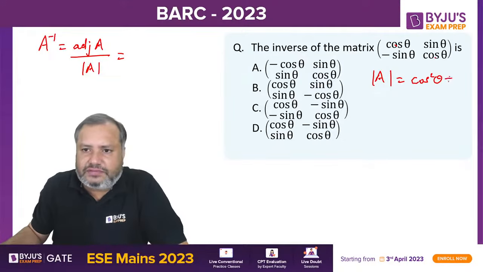What is adjoint? Just interchange the principal diagonal elements and change the sign of the other two elements. So minus sin theta, and this will become plus sin theta. Cos theta, minus sin theta, and sin theta, cos theta. Option D is the correct one. Yes.